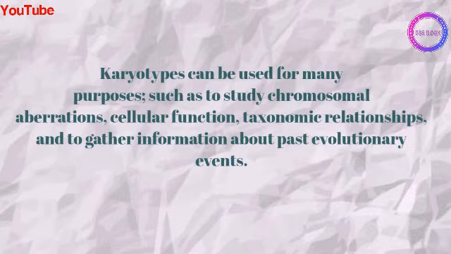Now coming to what is the significance of a particular karyotype? Karyotypes can be used for many purposes, such as to study chromosomal aberrations. You know what is chromosomal aberration? In chromosomal aberrations, a particular chromosome, due to some sudden changes, is going to lose some genetic material, which we call deletion aberrations. If the genetic material is going to get duplicated twice during the replication of the DNA, then that is called duplication.